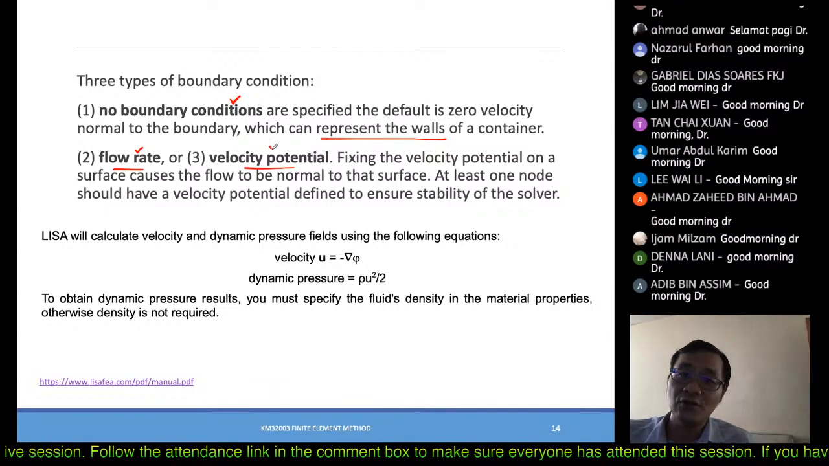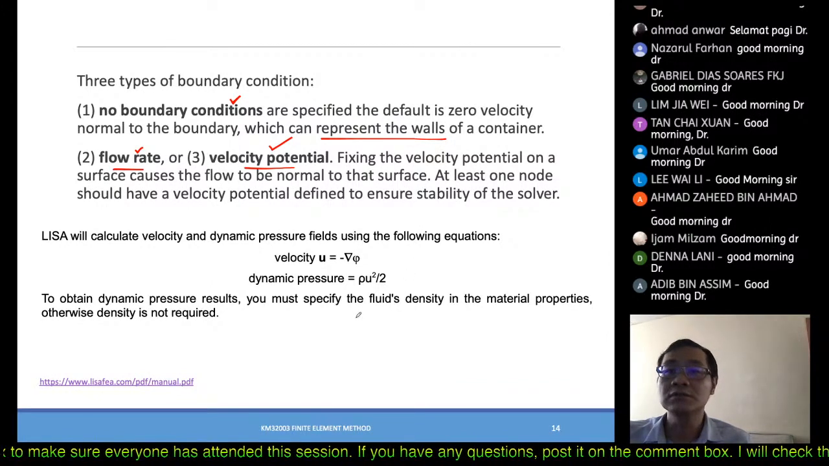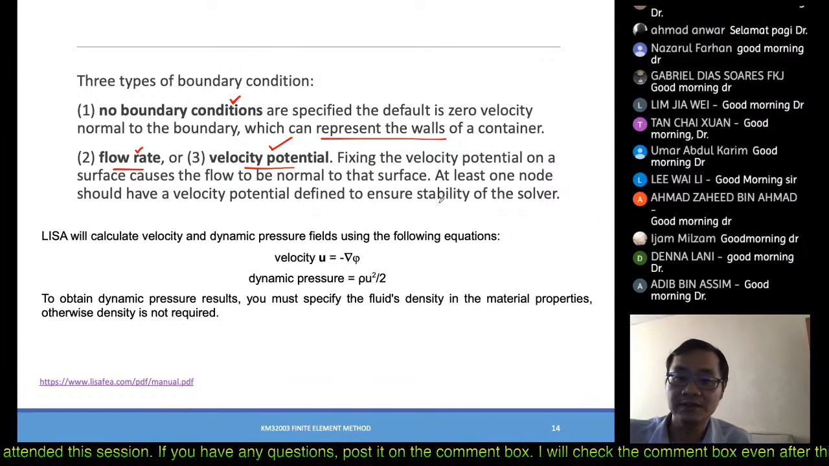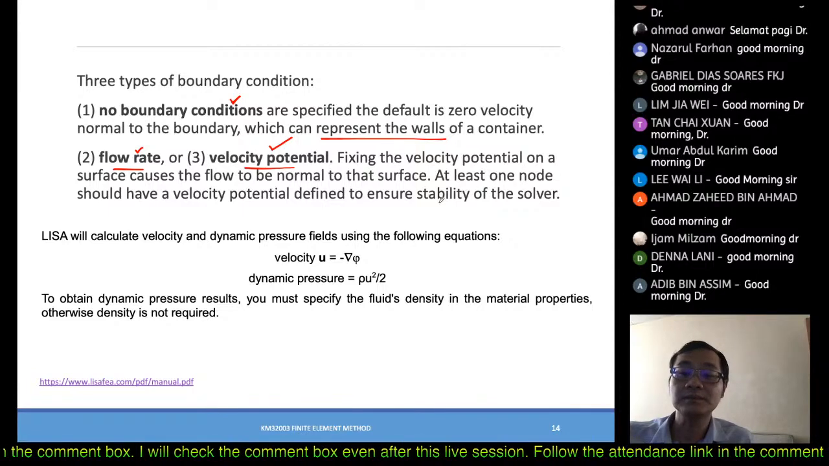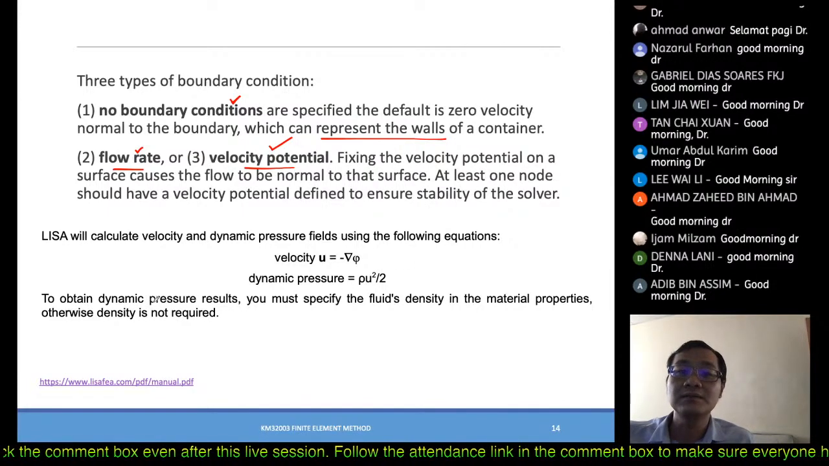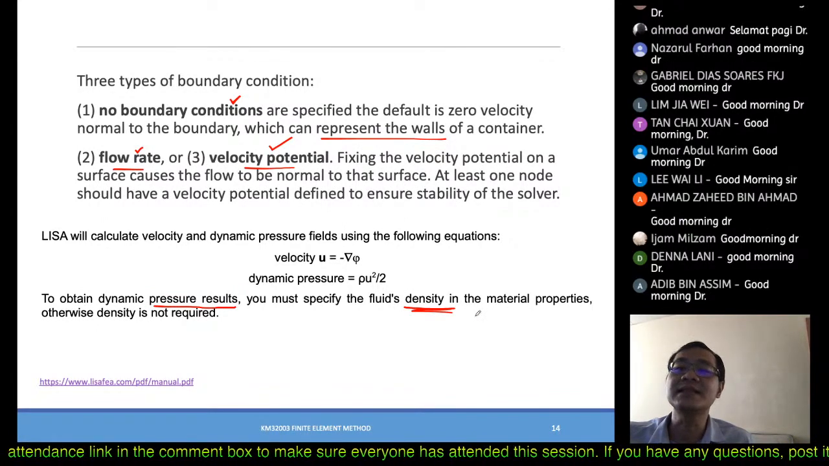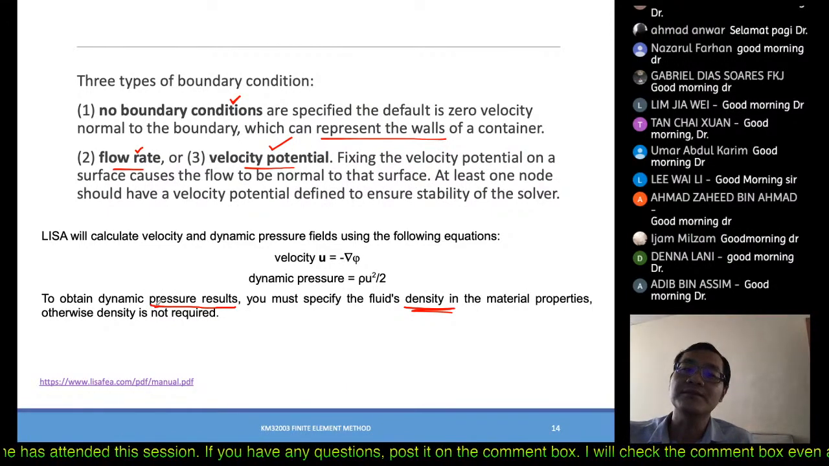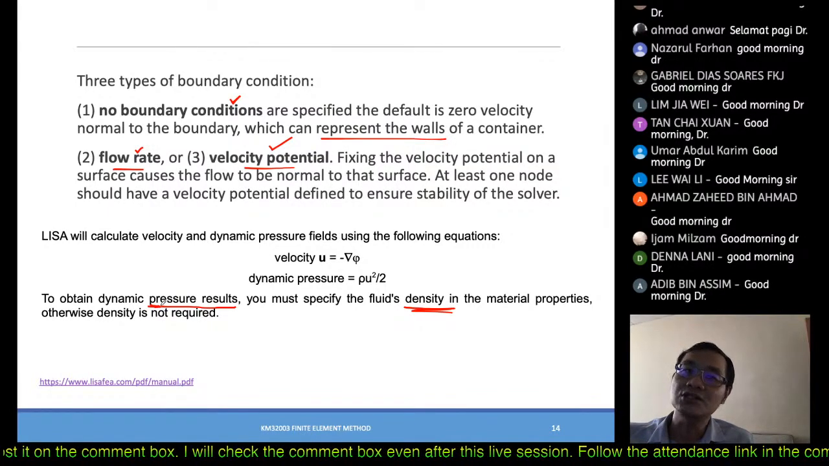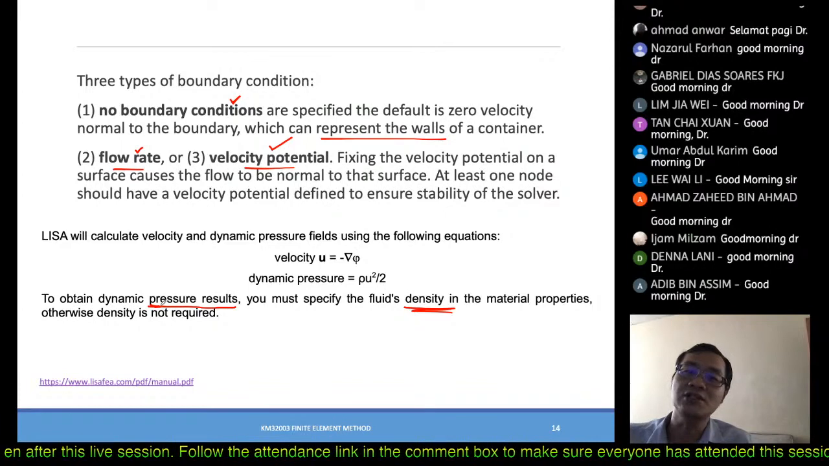Then also the fluid flow and the velocity potential that you can define. Alright, so basically this is what we have derived and used previously, right? So to obtain the pressure result, you must also include the fluid density in the material property, if you intend to get the pressure. If you forget to put in the fluid density, then the software will just take a 1 as the property, and you get strange pressure.